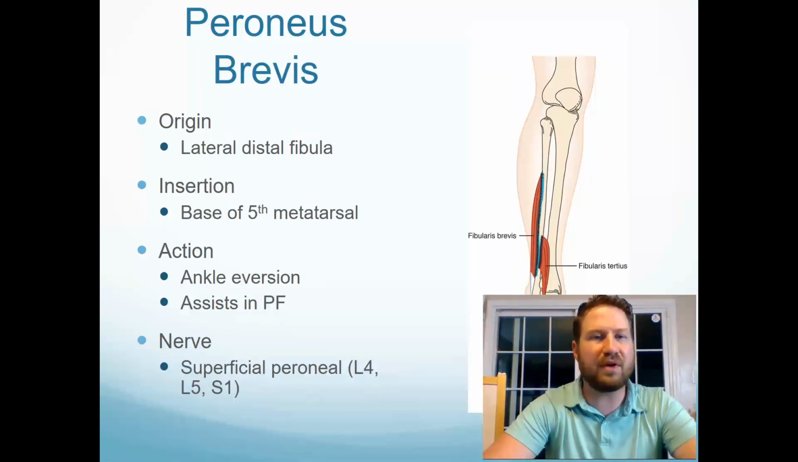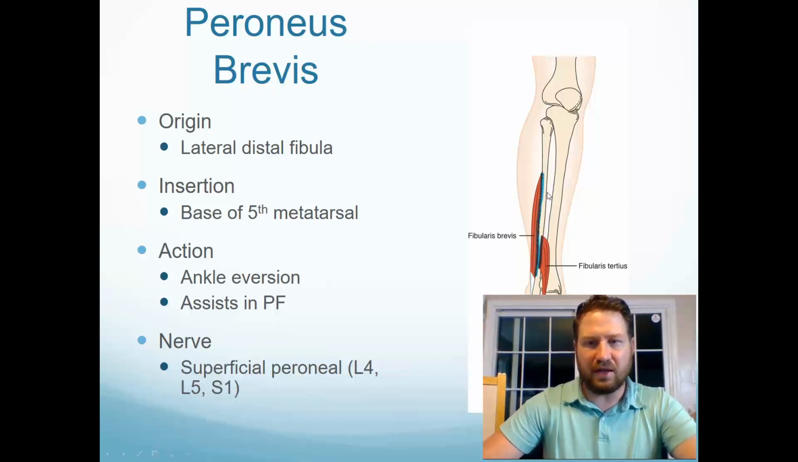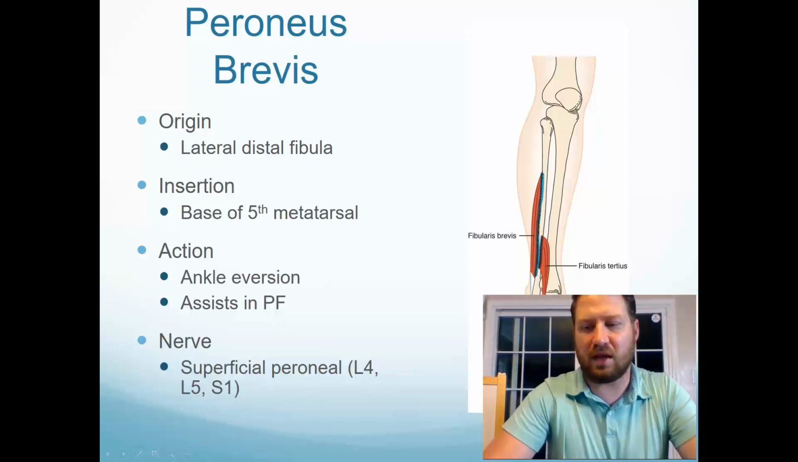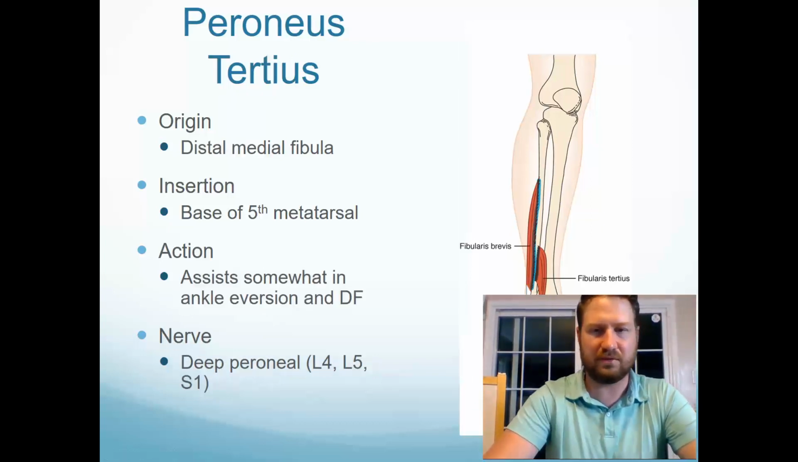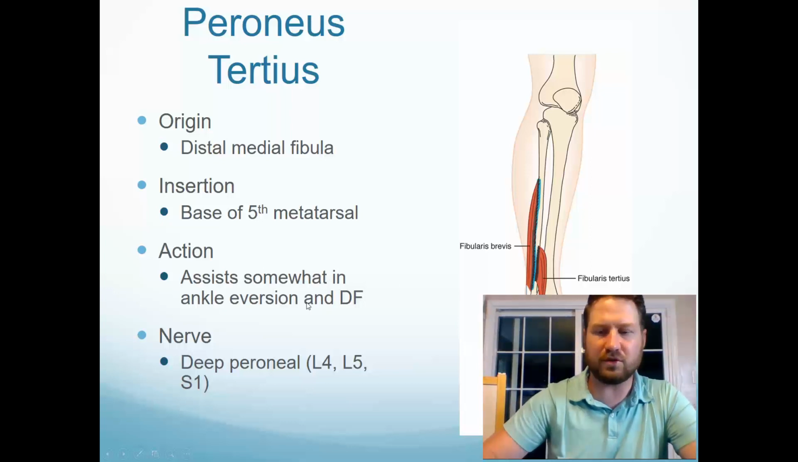Then our peroneus brevis is going to attach more distal on the fibula. It still wraps around, but it attaches laterally on the base of the fifth metatarsal, that big knob that protrudes out from your lateral foot. And then tertius goes anterior to that lateral malleolus, and again, it still helps with ankle eversion.